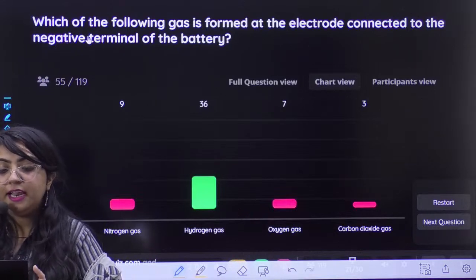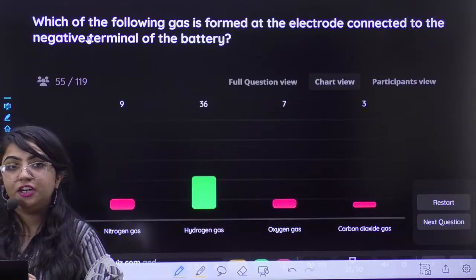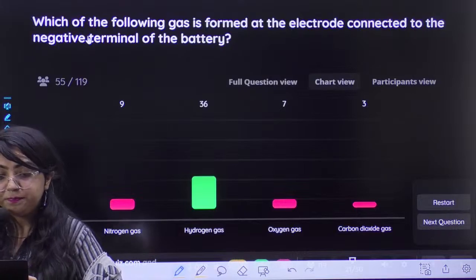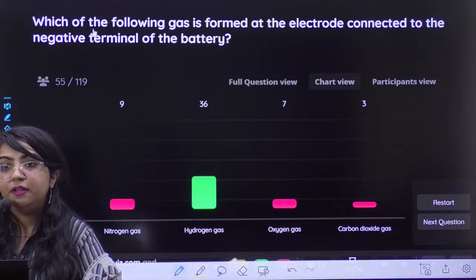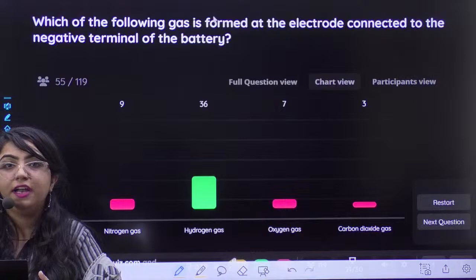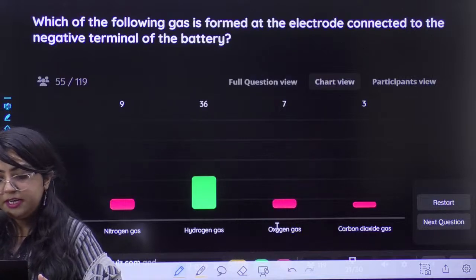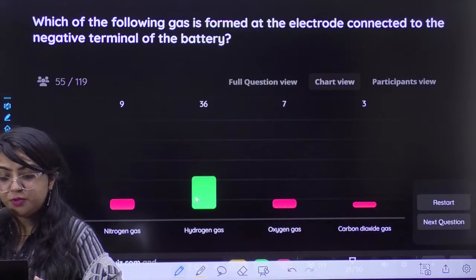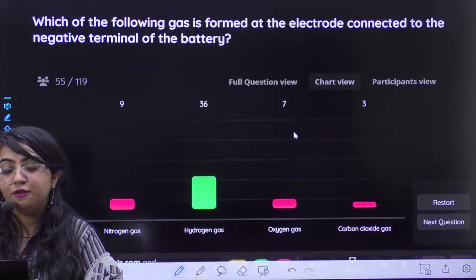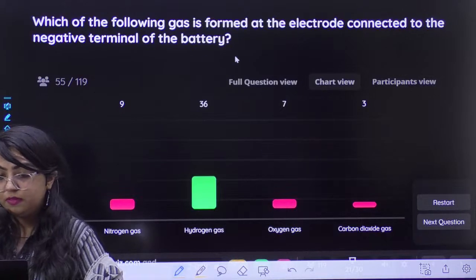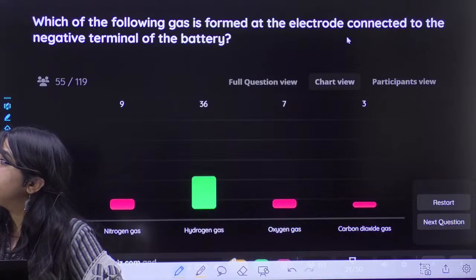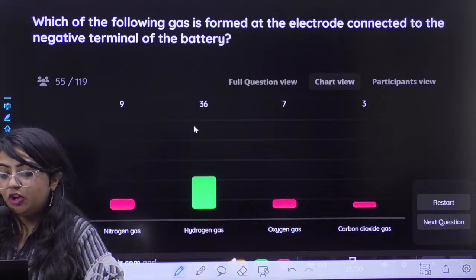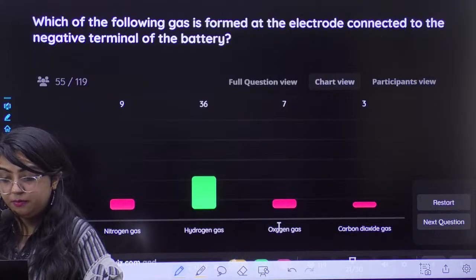The electrode that is connected to the negative terminal is the cathode. So the gas that evolved at the cathode is hydrogen. And the other electrode is the anode. So the gas that evolved at the anode will ultimately be oxygen. So option B, hydrogen, is the correct answer for this. Please let me know if you have any doubt. Neha, the correct option is option B, hydrogen.